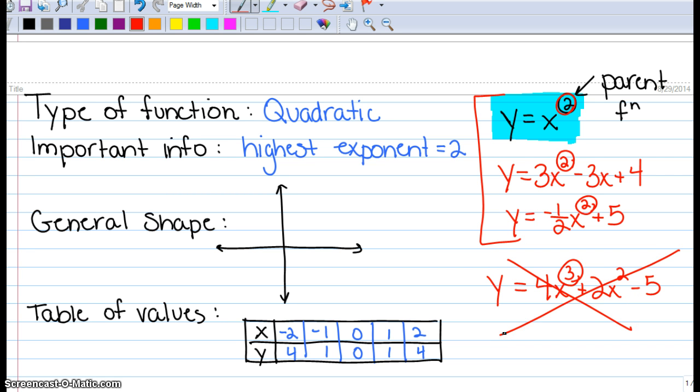Another way to tell if a function is quadratic is based on the general shape. And the general shape of a quadratic is a parabola. And a parabola is simply a U-shaped graph. The important part of this parabola is what we call the vertex. And in this case, since it's opening up, that vertex is the minimum value.